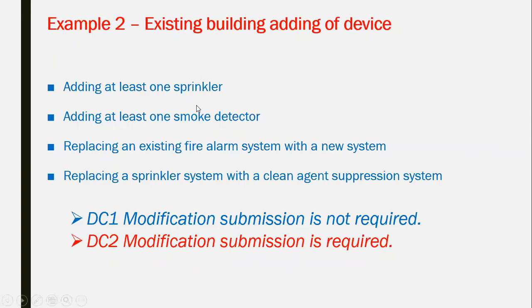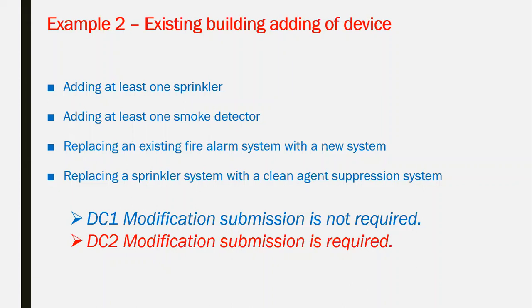Simple modifications: adding a sprinkler or adding a detector, replacing the existing fire alarm system with a new system, replacing the sprinkler with a clean agent suppression system. This could be a stage of DC2 stage. So in this case, you have to open the file again and upload the documents. Only the affected documents will be required.